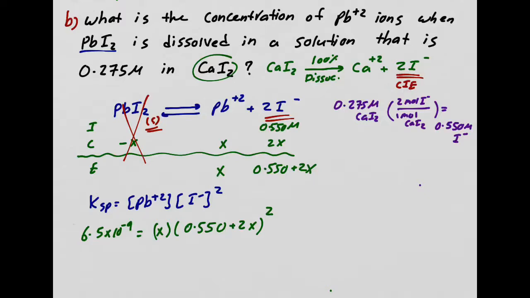Because you have this calcium iodide in the solution, you have 100% dissociation and you have I minus. Calcium doesn't mean much. It's not going to do anything for us. I minus, ooh, that's one of the common ions. That's great. So I have a common ion effect problem.